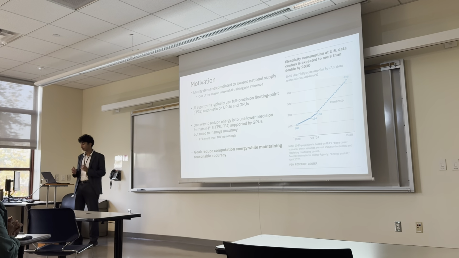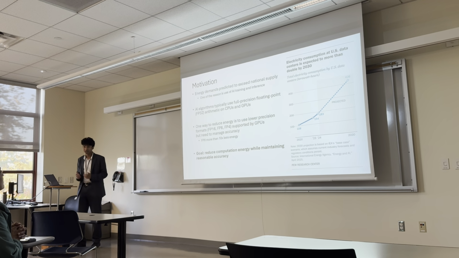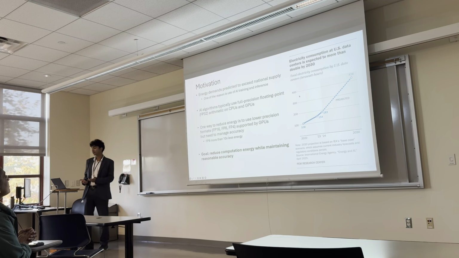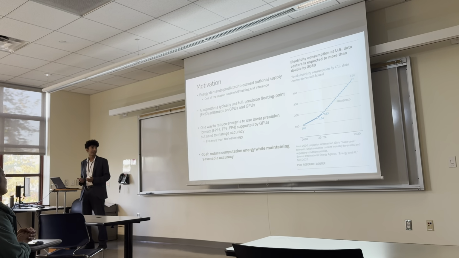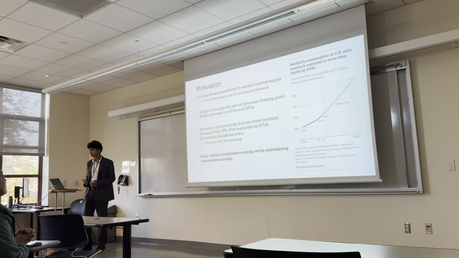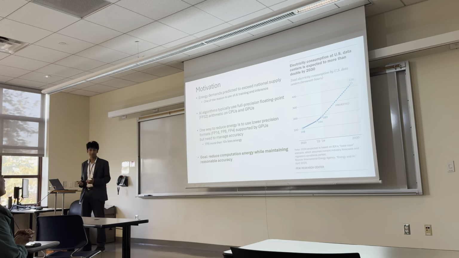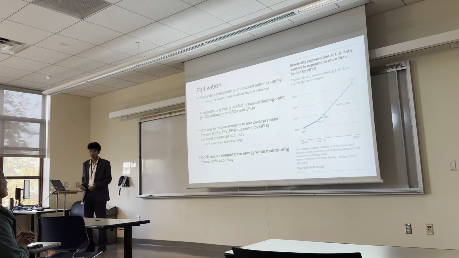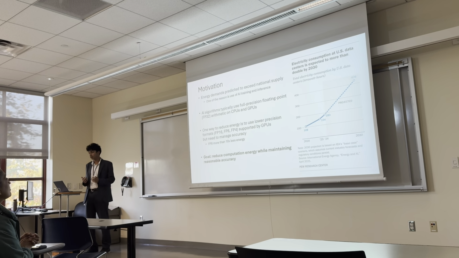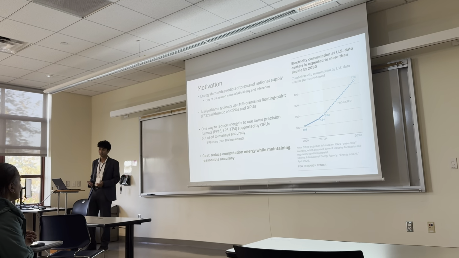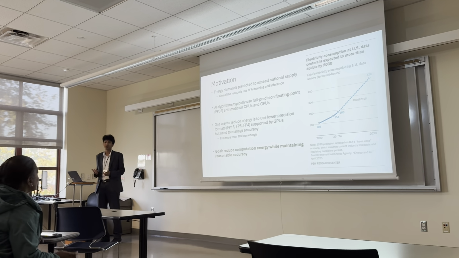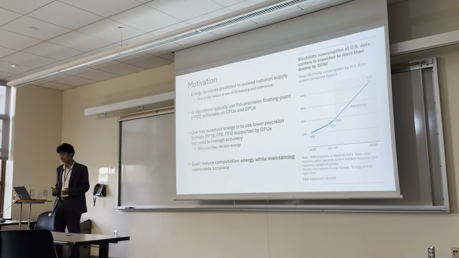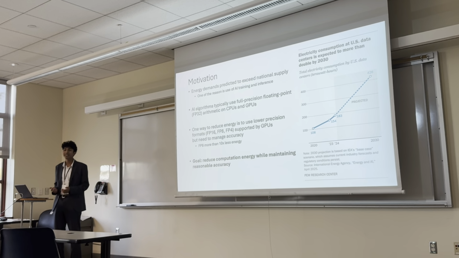Energy demands have been predicted to exceed our national supply and double by 2030, as you can see from the chart on the right. And the reason for this is the increased use of AI training and inference. AI algorithms typically use full precision floating point arithmetic. And one way to reduce this energy is to use lower precision floating point formats, like FP8, which uses more than 10 times less energy. But by using these formats, we also need to account for the accuracy loss that comes with it. So our overall goal is to reduce computational energy while maintaining a reasonable accuracy.